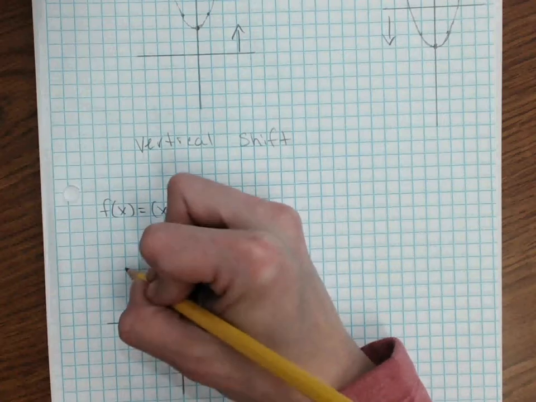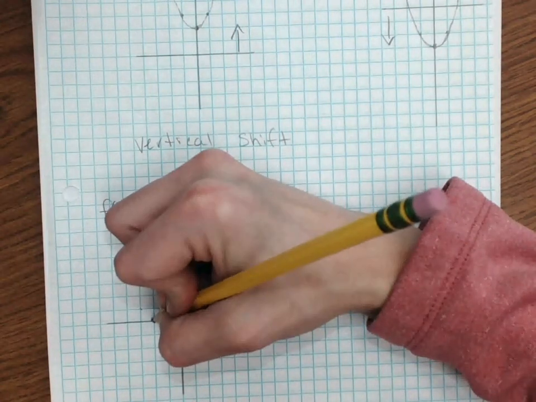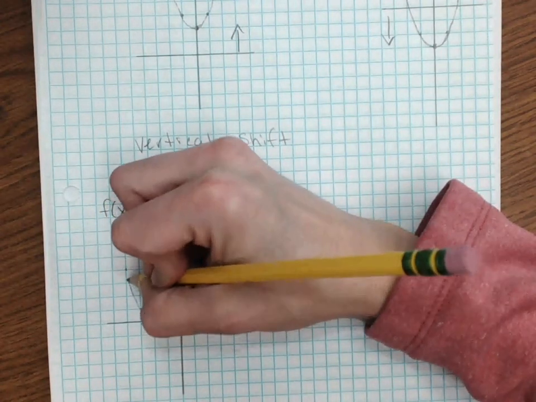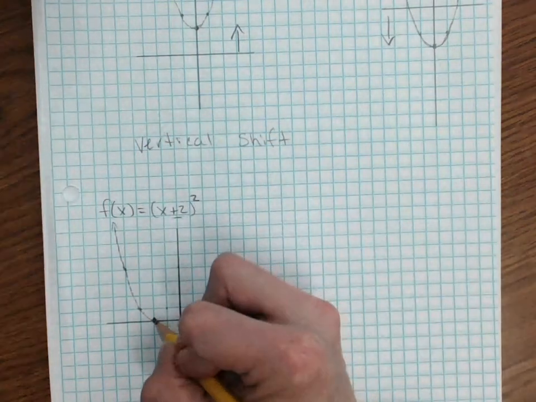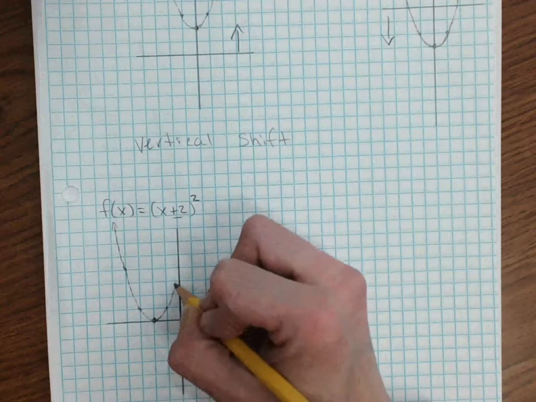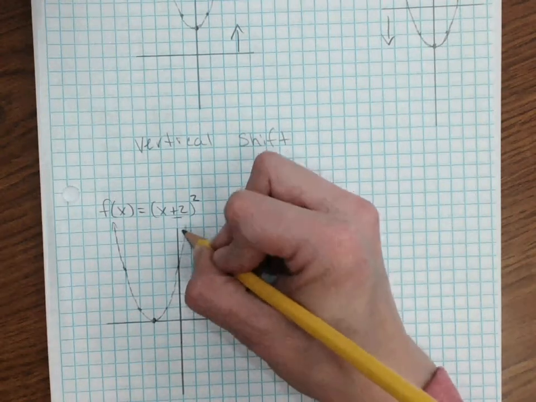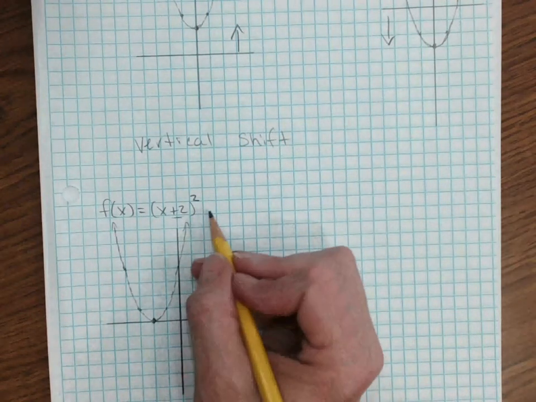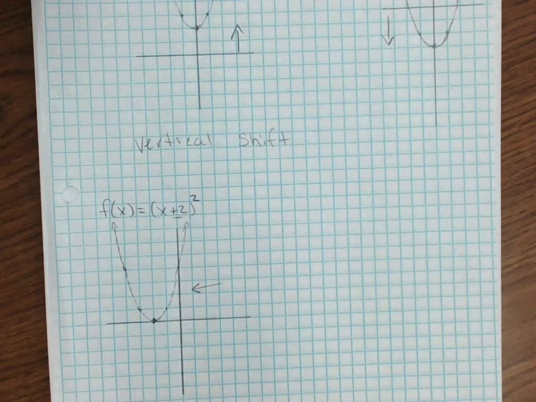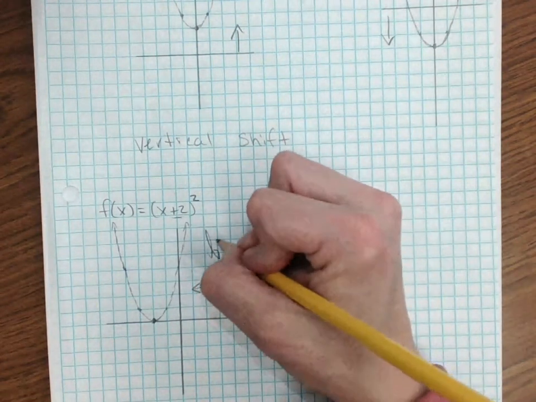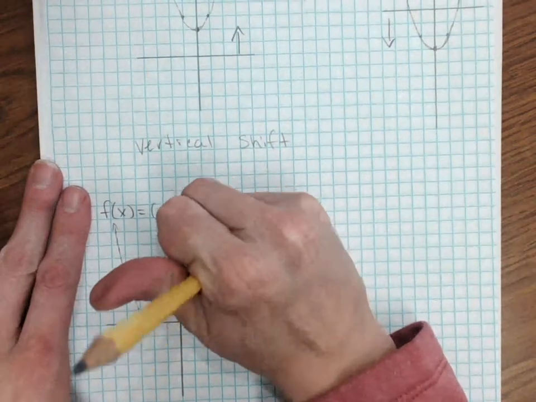But my horizontal shifts tend to be a little bit harder to remember because they work backwards from what we would imagine. It's actually going to shift it this way. Not quite like what we'd pictured. Actually, if I'm adding, it's going to be shifting it backwards. So adding shifted it to the left.